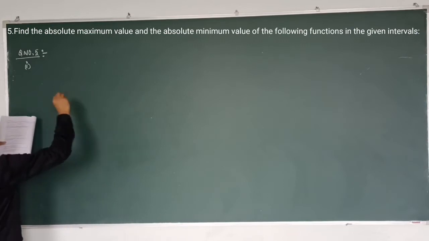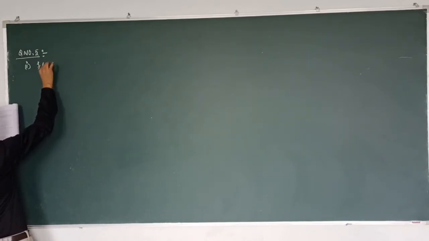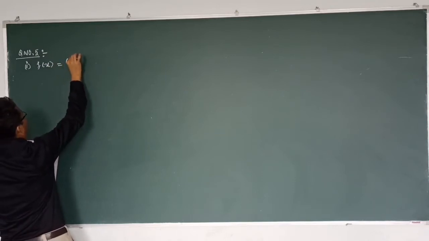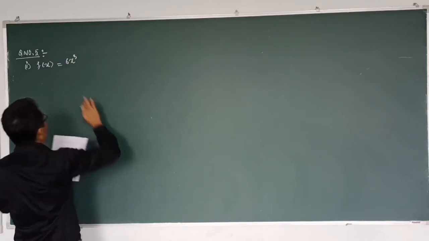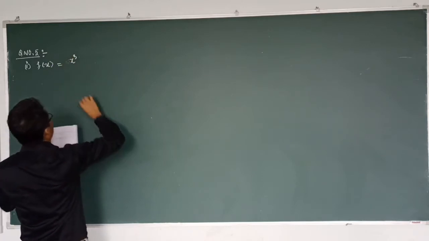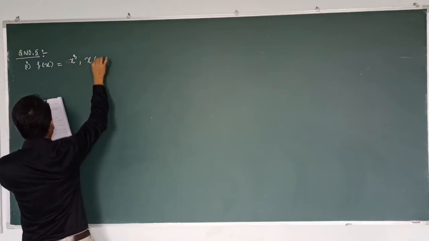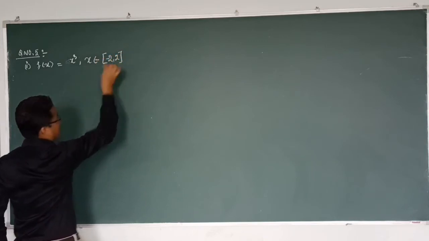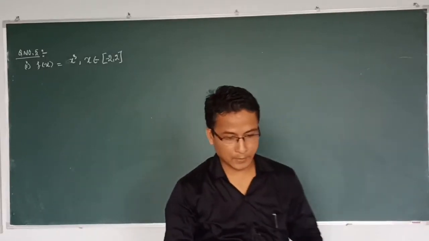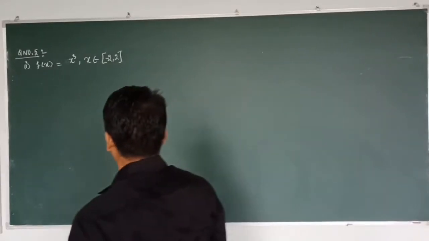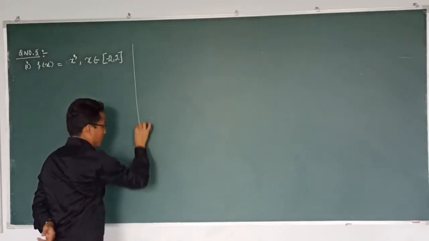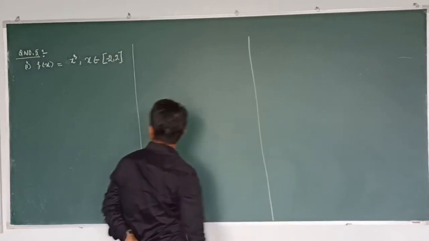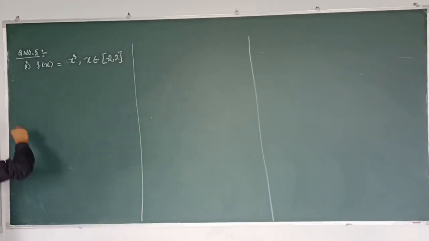Let's see, the function is given, which is f of x equal to x cube, and x belongs to the interval -2 to 2. This is our interval. Now we are going to find the absolute maximum and absolute minimum value. So what can we do?